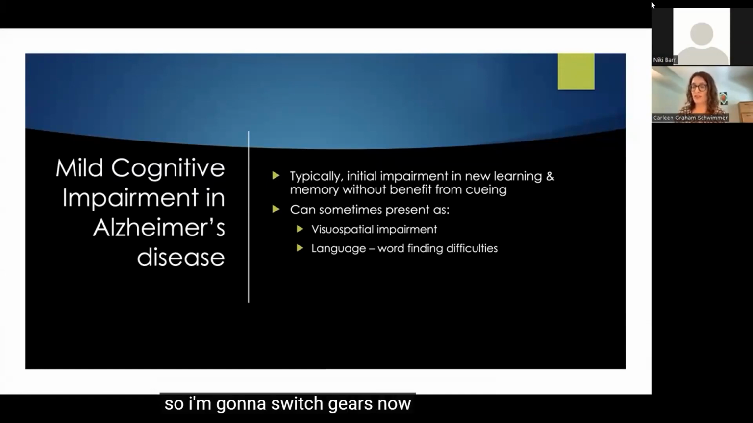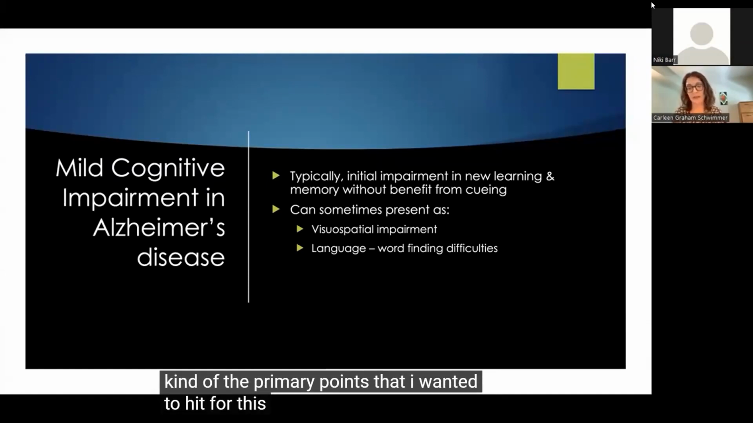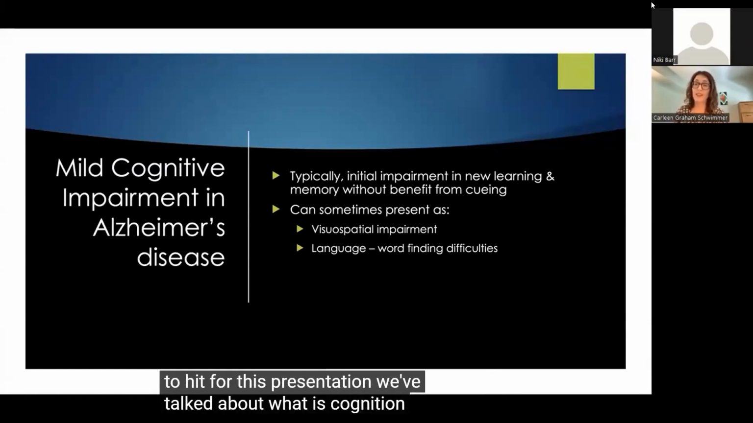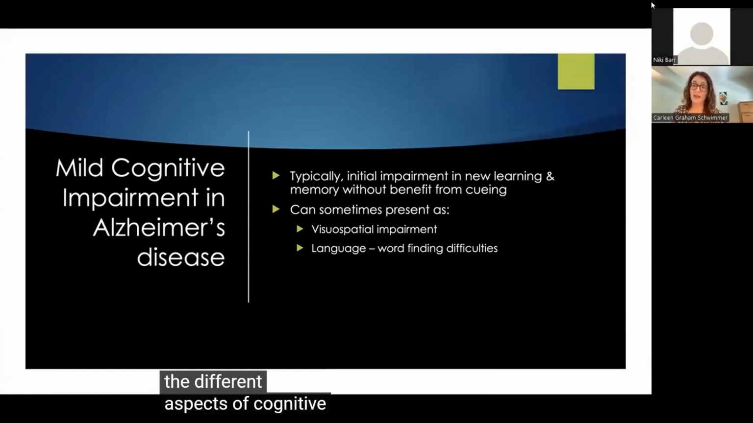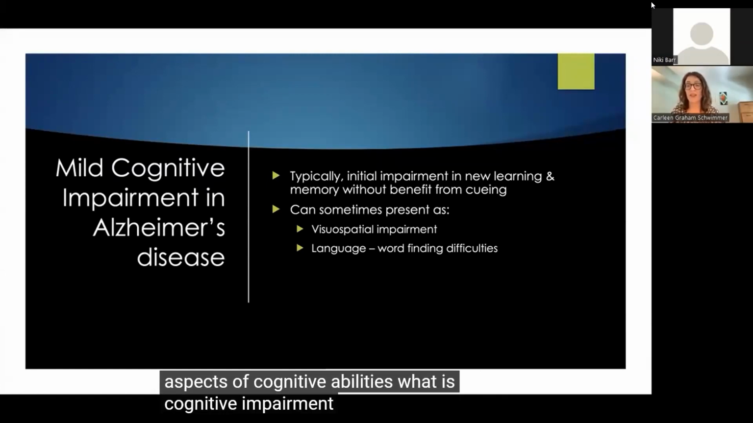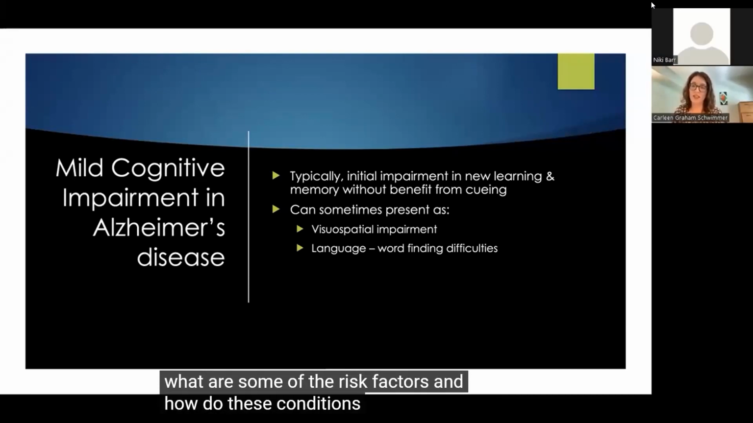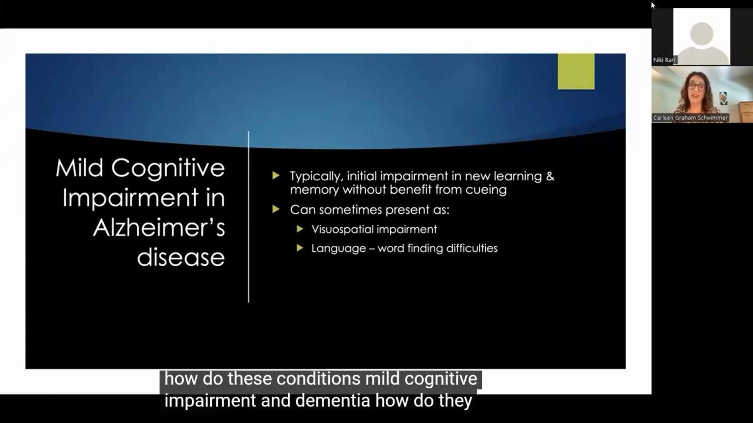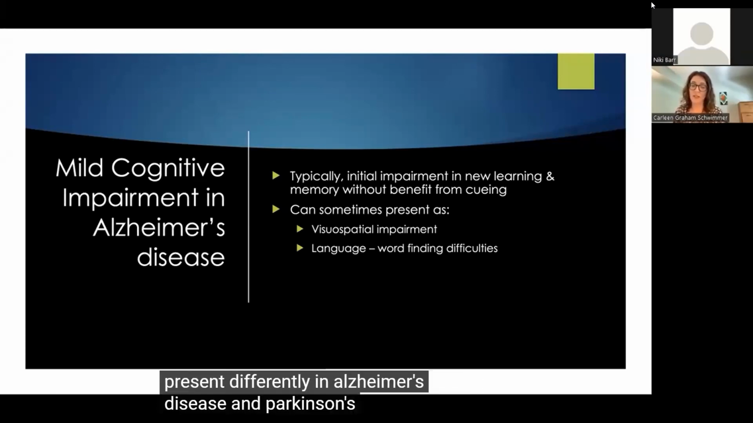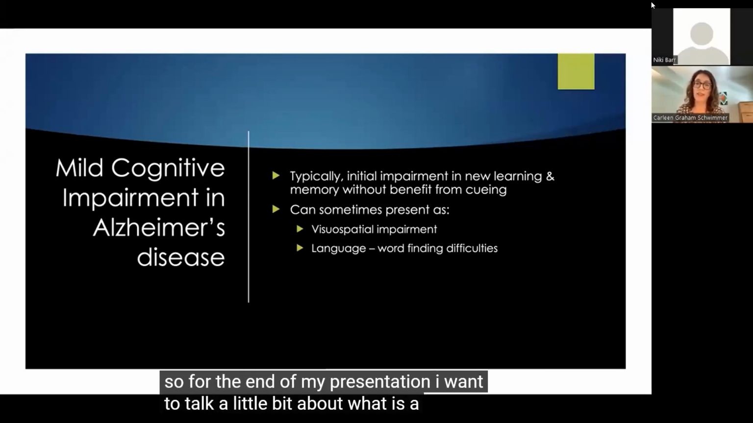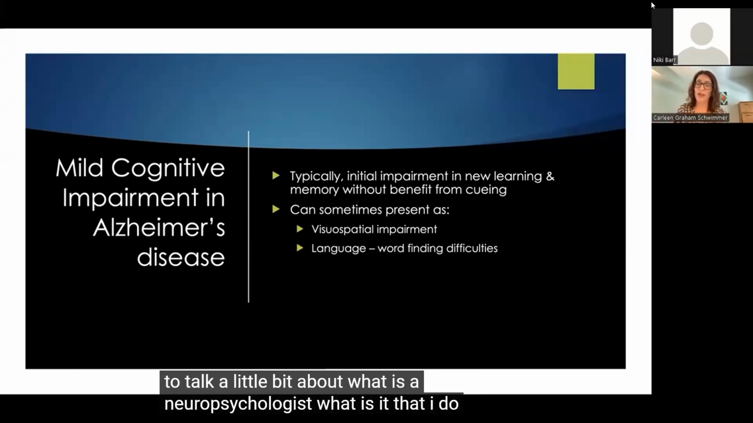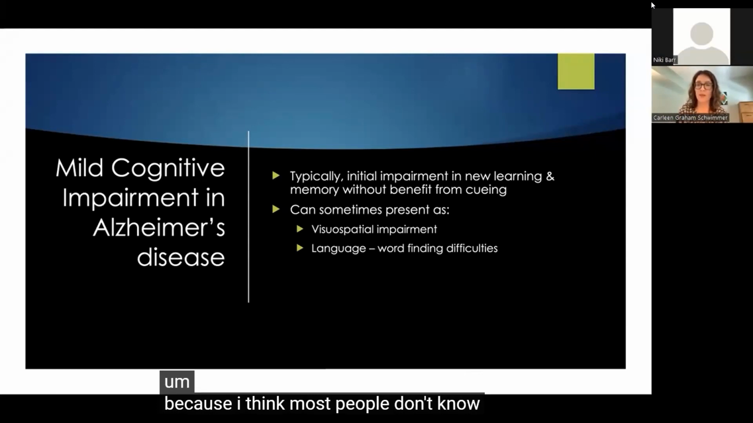So I'm going to switch gears now that we've reviewed the primary points that I wanted to hit for this presentation. We've talked about what cognition is, what the different aspects of cognitive abilities are, what cognitive impairment is, what mild cognitive impairment is, how that is different from dementia, what some of the risk factors are, and how these conditions, mild cognitive impairment and dementia, present differently in Alzheimer's disease and Parkinson's disease. So for the end of my presentation, I want to talk a little bit about what a neuropsychologist is, what it is that I do, because I think most people don't know.